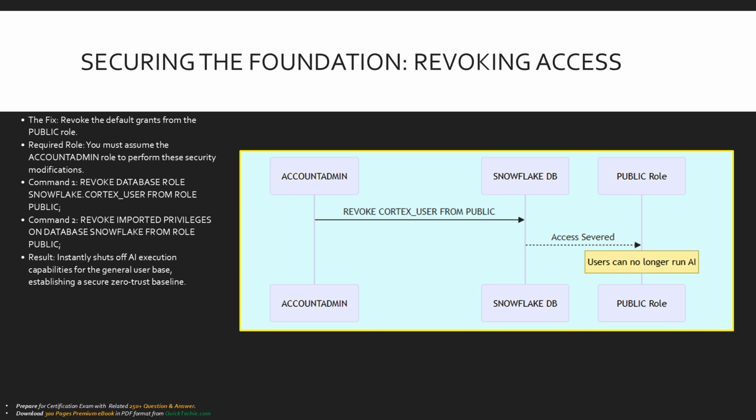This sequence diagram walks through the remediation. The account admin issues the revoke command to the Snowflake database. The database immediately severs the connection to the public role. As noted at the bottom, the general user base is instantly blocked from running AI functions. The foundation is now secure and ready for custom role building.